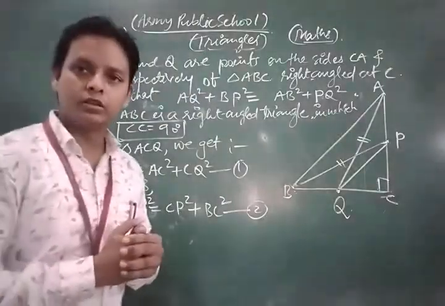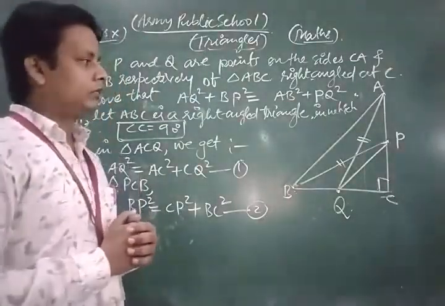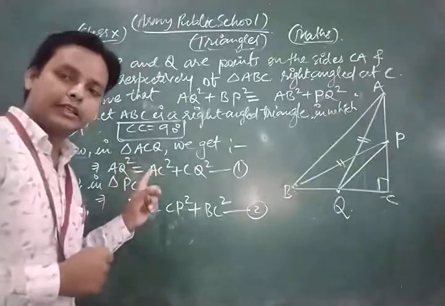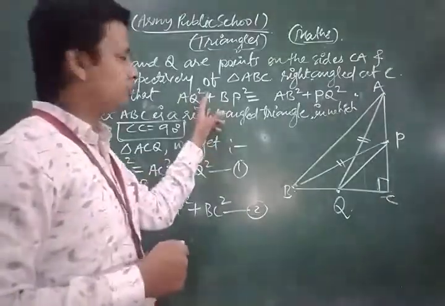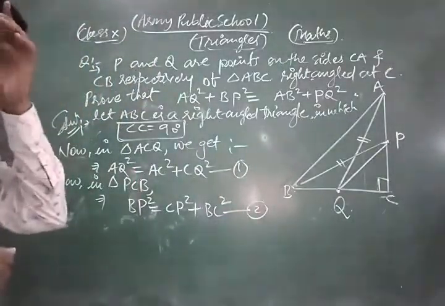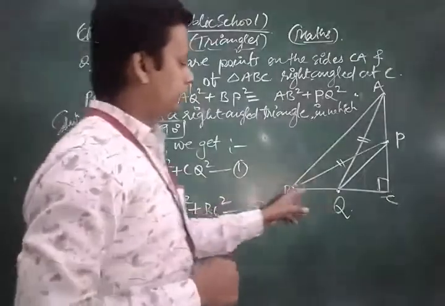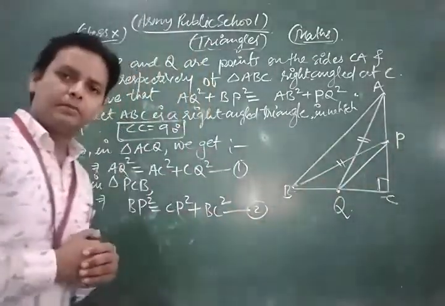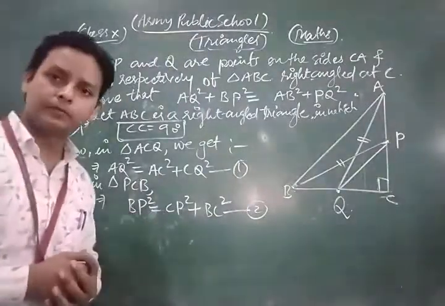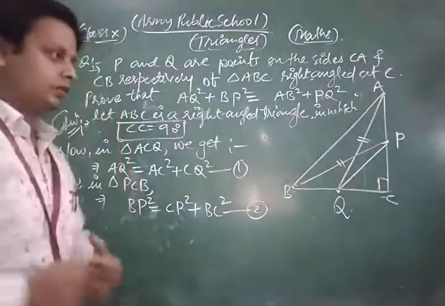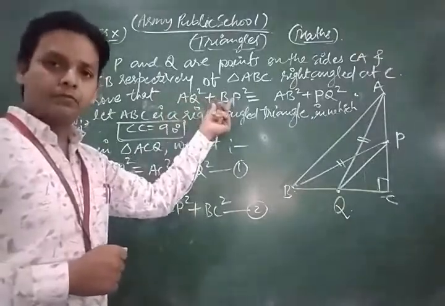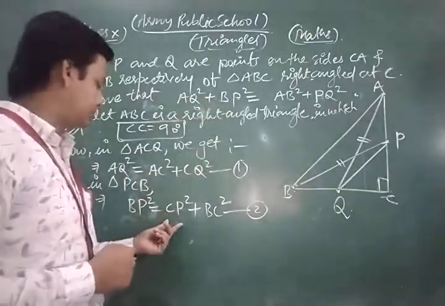Okay, dear student. So in this way, first of all, we take triangle ACQ, and for triangle ACQ we find the value of AQ square. After that we take triangle PCB, and from there we find the value of BP square, that is CP square plus BC square. Now in our proof this is AQ square plus BP square, so we just join equations 1 and 2.